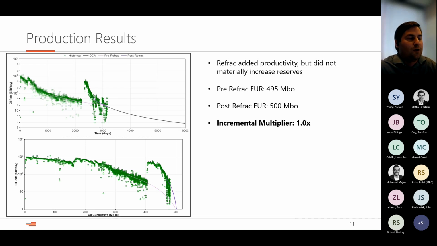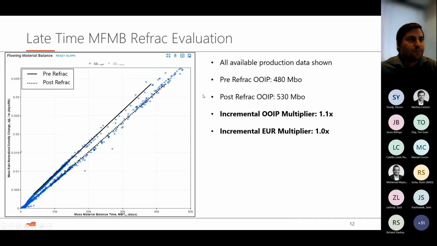But this is one where we did not see much in the way, or really anything in the way, of incremental recovery by doing this job. So really, without a doubt, we certainly had an increase in near-term productivity, but in the end, we don't think we added significant reserves. So I wanted to see if that flowed all the way back through the next plot. So I could see that increase in productivity, but see that I'm not going to actually add much in the way of reserves.